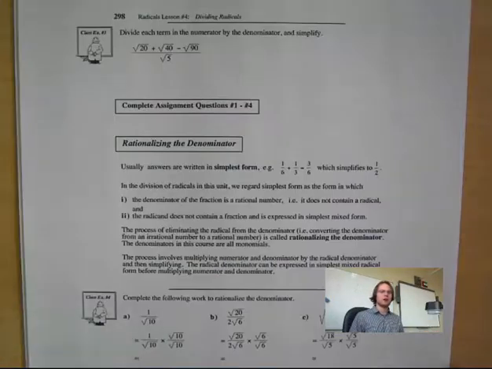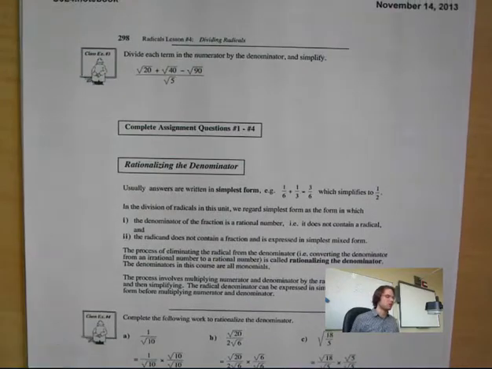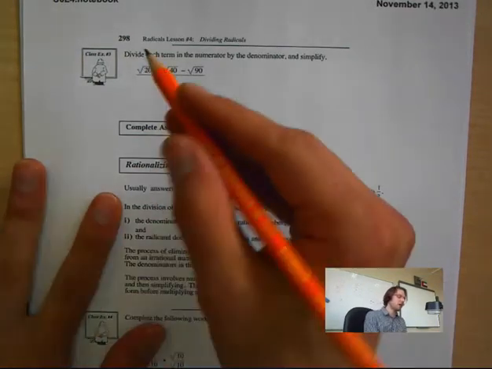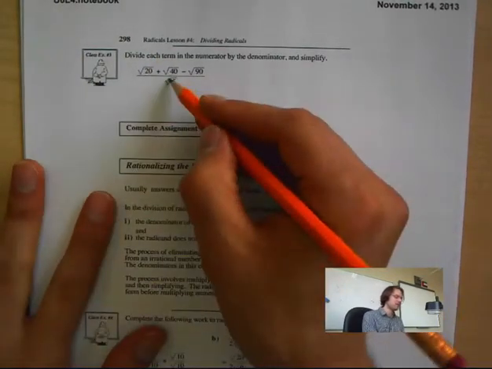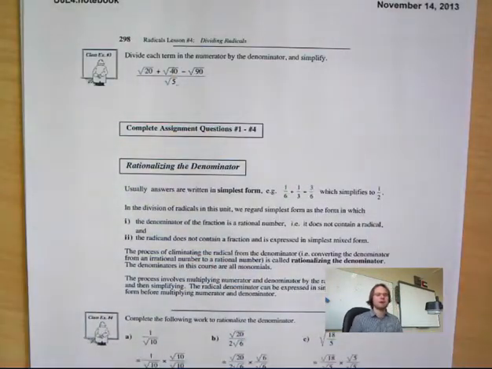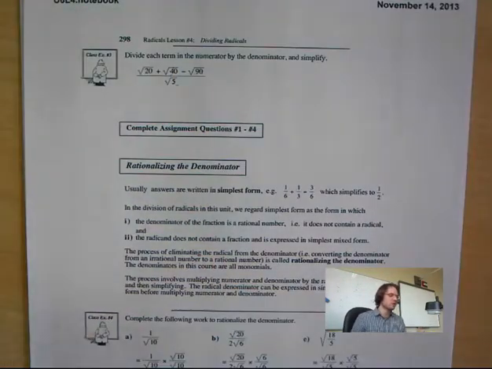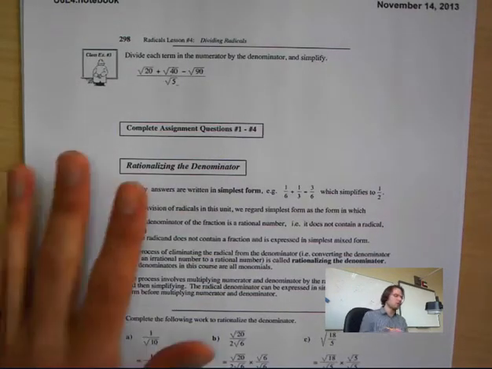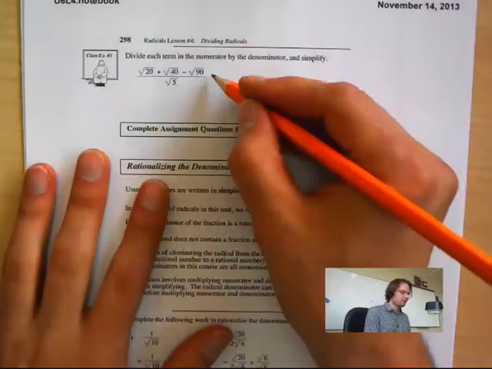Alright, so now let's try this next one here. It says, divide each denominator by the numerator and simplify. So if I'm looking at this, it's like when we multiply, I must divide each of these by the root 5. So I'm going to divide first, because if I look at BEDMAS, division comes before addition and subtraction. I'm going to first divide everything by root 5.